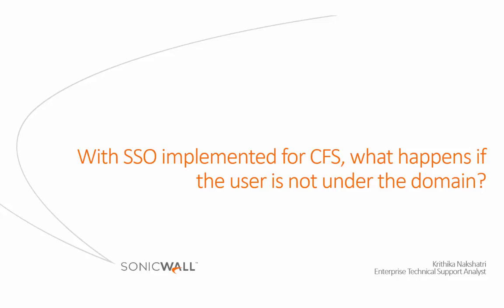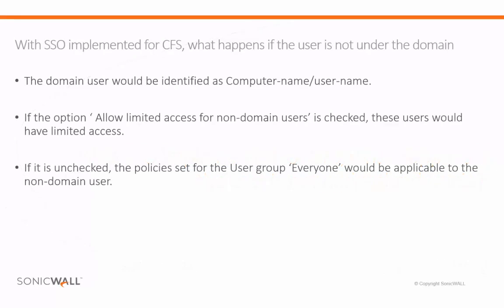In this video, we demonstrate, with single sign-on implemented for content filtering, what happens if the user is not under the domain. The single sign-on software is used for user authentication. The users who are part of a domain would be authenticated by the software. Now, a question that comes up is what happens if a user is not under the domain. This depends on the configuration of the Sonicwall settings.